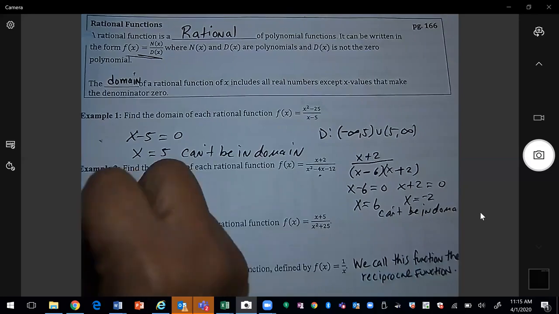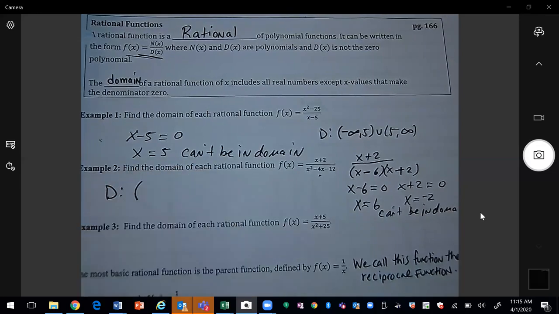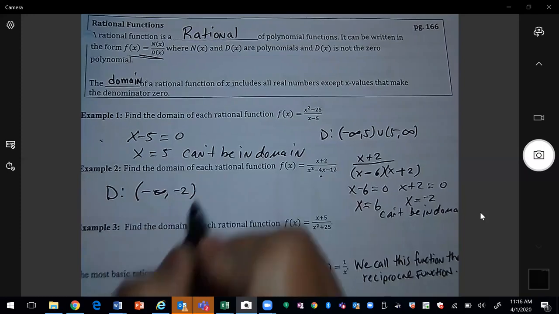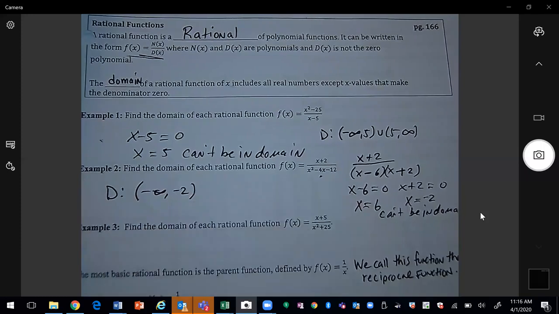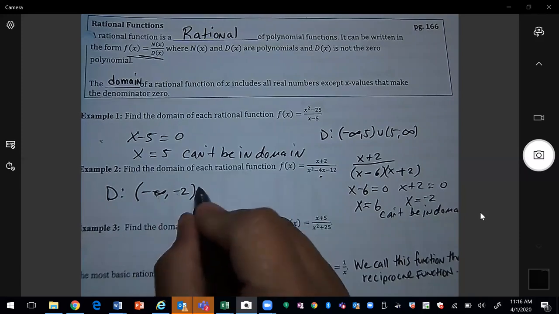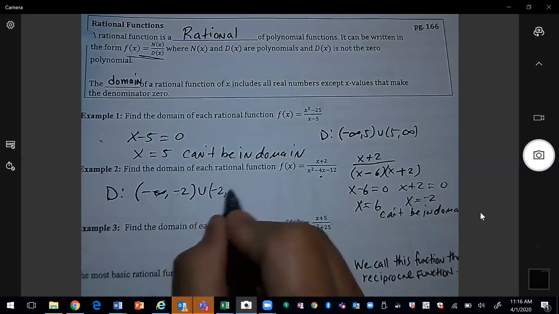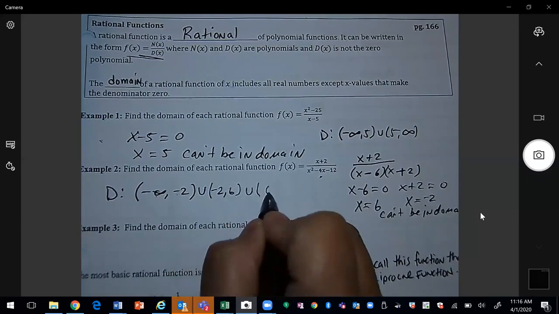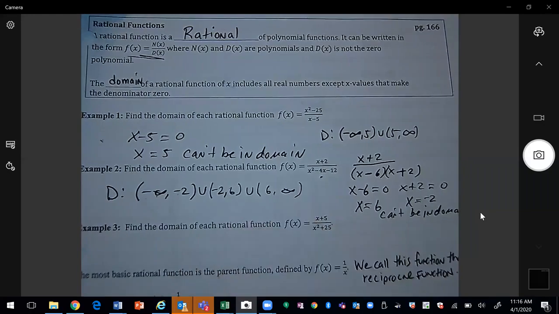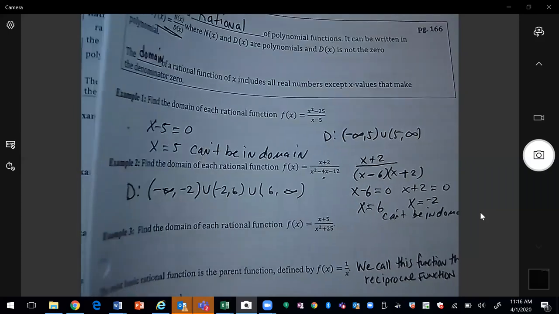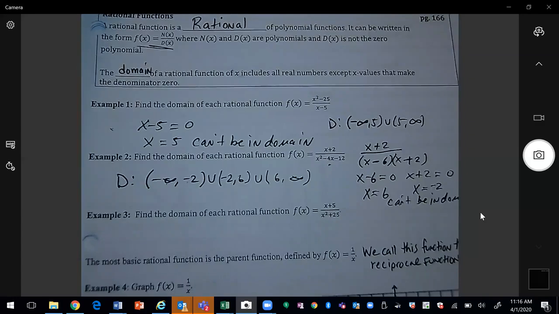Okay, so for the domain, we would write it as from negative infinity to negative 2. And so if you can imagine the number line that we did in class before, we have going from negative infinity to negative 2 union negative 2 to positive 6 union 6 to infinity. Any questions? No. Okay. So let's try example number 3.